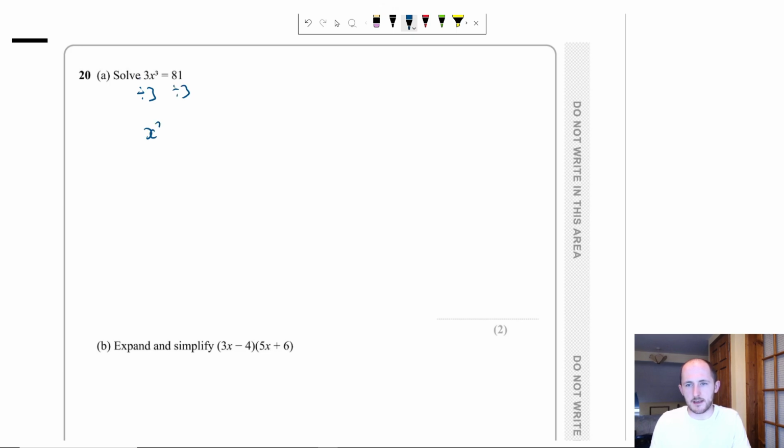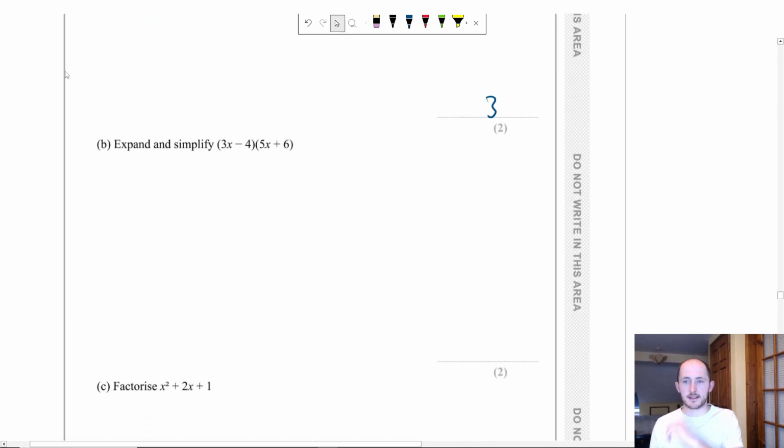You get x cubed equals 27. And then cube root both sides, you get x is equal to 3. For that one. Expand and simplify. So we're going to use the FOIL method, okay?